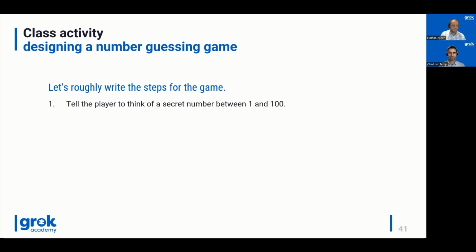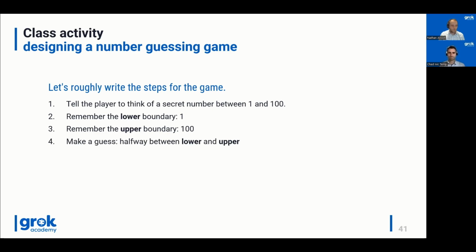So the first thing that needs to happen is the computer is going to tell the player to think of a secret number between 1 and 100. So the computer is going to go, you think of a number, don't tell me what it is. Now, the next thing that's going to happen is the computer has to remember a lower boundary. And this is a variable. This is something the computer is going to have to keep remembering. It's also going to have to remember an upper boundary. So this is an upper limit to what the number could be. So both of these are things the computer needs to keep track of.